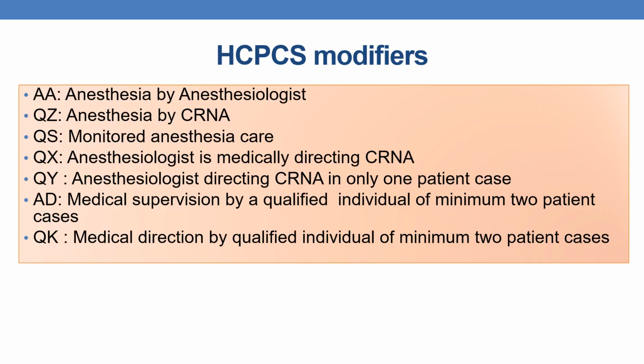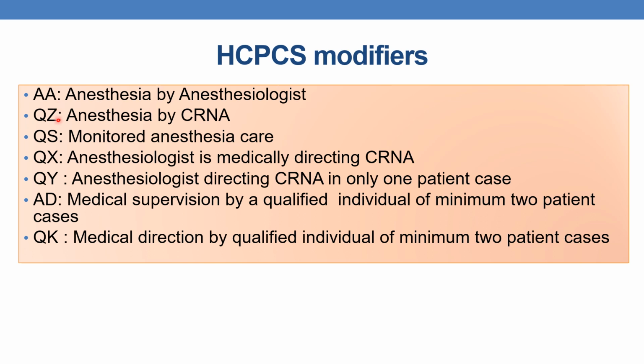Along with that, anesthesia has HCPCS modifiers. HCPCS modifiers are AA, QZ, QS, QX, QY, AD and QK. In our case, anesthesia is administered by an anesthesiologist. So you need to go for AA, anesthesia by anesthesiologist. AA must be given for anesthesia by anesthesiologist.